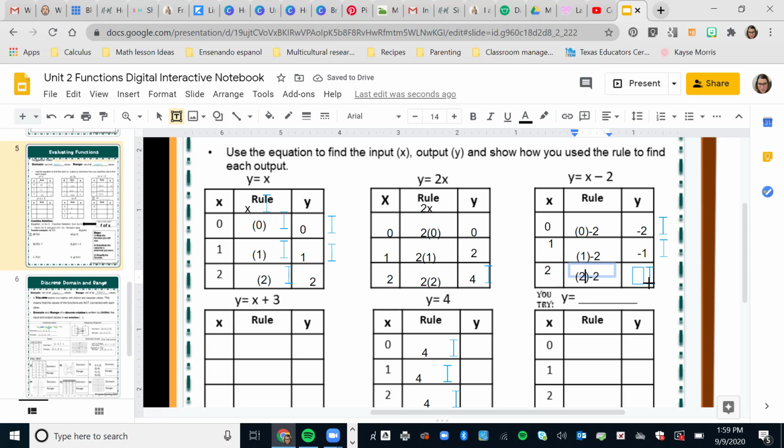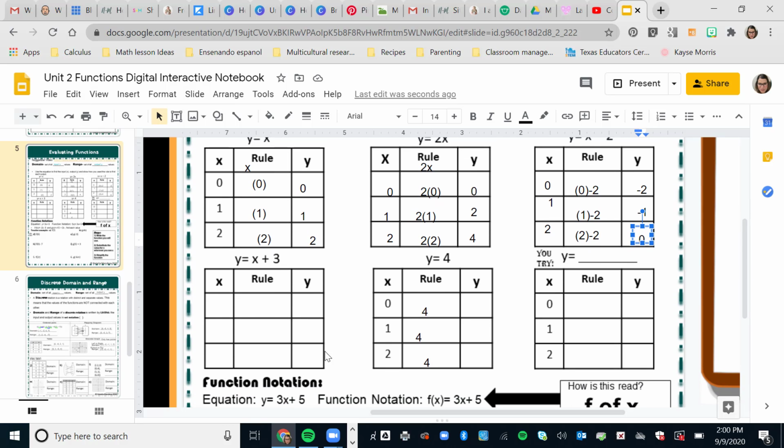So 2 minus 2 is 0. So that is my output when my input is, excuse me, when my input is 2 for this equation or this row. Okay, so go ahead and try this next one by yourself. I am going to go over y equals 4 in a moment, but put me on pause and try this y equals x plus 3. It's very similar to what we just did, and it's just review.